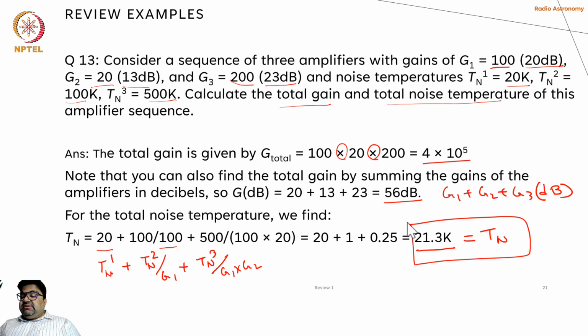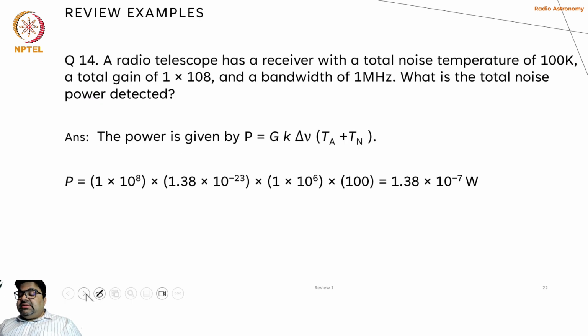We discussed this in one of the examples previously also. So now a radio telescope has a receiver with total noise temperature of 100 Kelvin, total gain of 10 to the power 8, this is 10 raised to 8, in superscript, sorry, and a bandwidth of 1 megahertz. What is the total noise power detected?